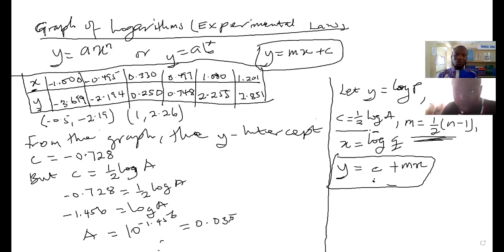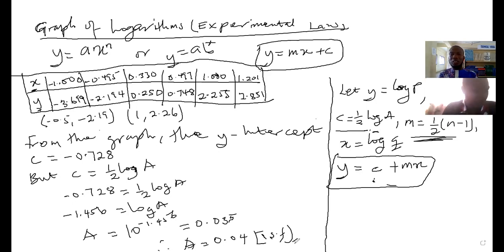So to one significant figure, right? Yes. That means our A becomes 0.04. This is to one significant figure. All right. So this is what is expected of us.